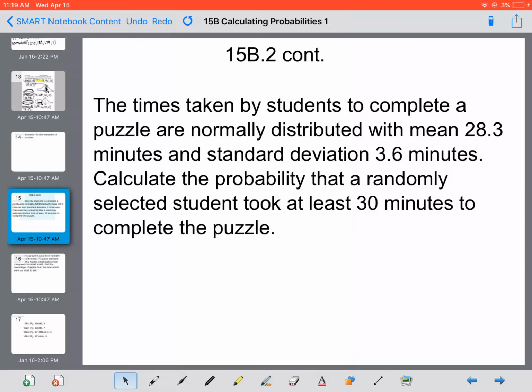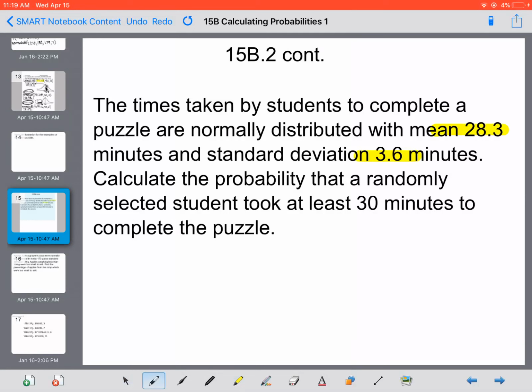Hello, today we're going to continue some practice with using our graphing calculator and finding our percentages under that normal distribution curve. So let's just take a look at this word problem. We have the time it takes students to complete a puzzle, and I'm telling you it's normally distributed with a mean of 28.3 and a standard deviation of 3.6.